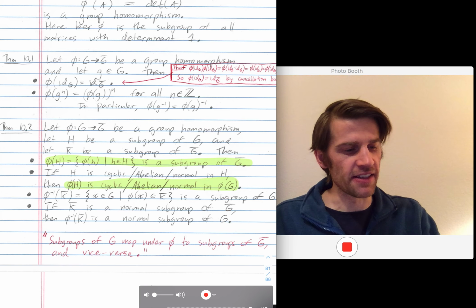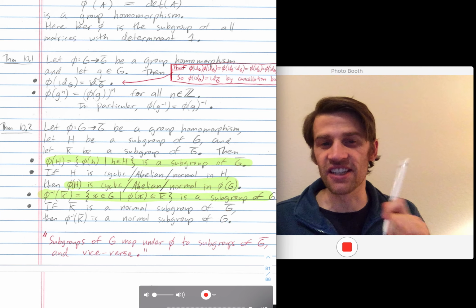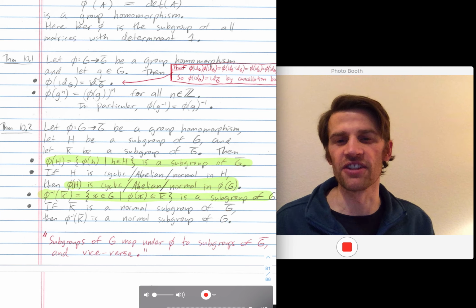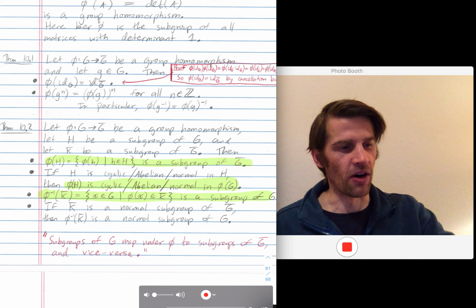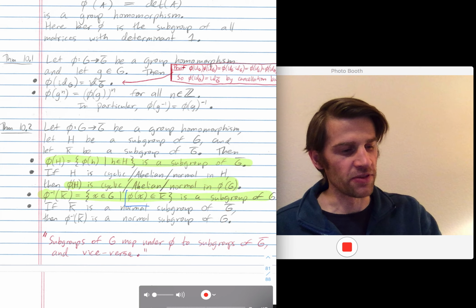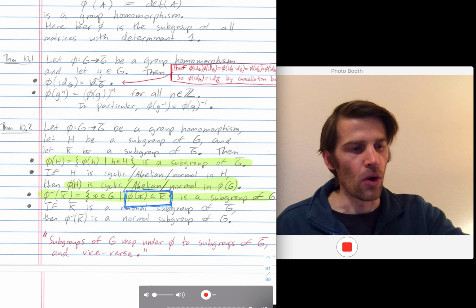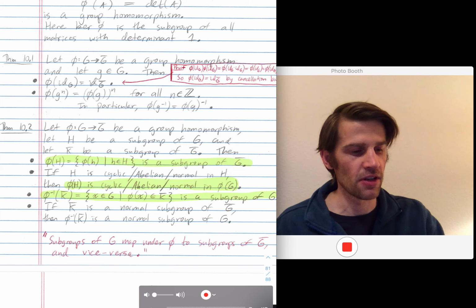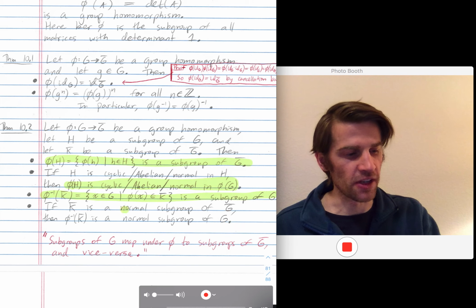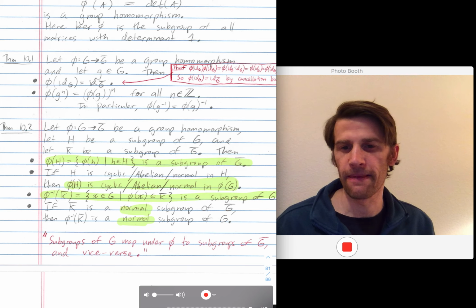The third bullet says if K bar is a subgroup of G bar, then its preimage, phi inverse of K bar, is a subgroup of G. What's the preimage of K bar? The preimage of K bar is just all those elements in G that map to K bar under phi. Only one property of note is preserved under preimages of subgroups. So if K bar is a normal subgroup of G bar, then its preimage is a normal subgroup of G.